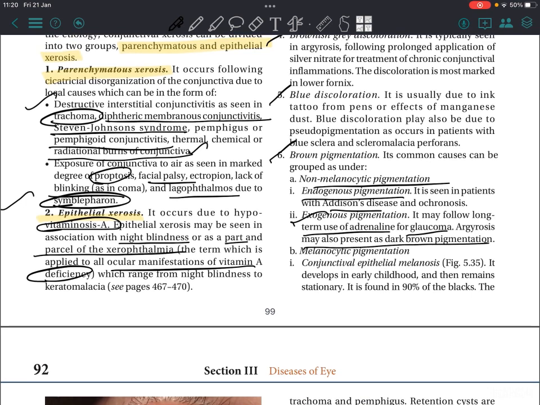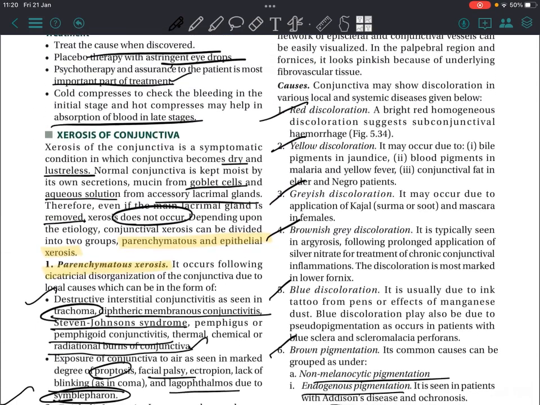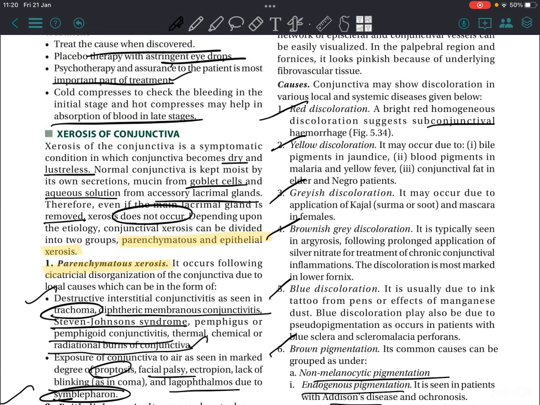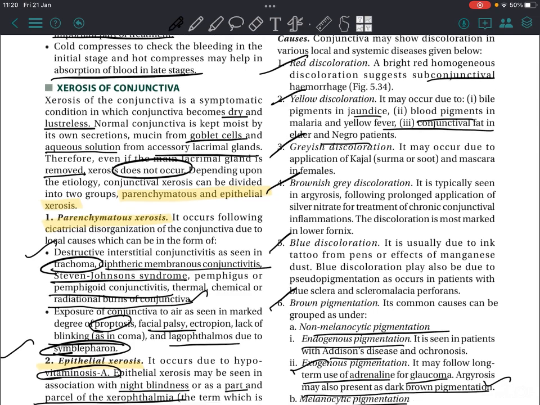Argyrosis may present as dark brown pigmentation, melanocytic pigmentation, congenital epithelial melanosis, red discoloration in subconjunctival hemorrhage, yellow discoloration, bile pigments in jaundice, blood pigments in malaria, yellow fever, congenital fat in elder negro patients.